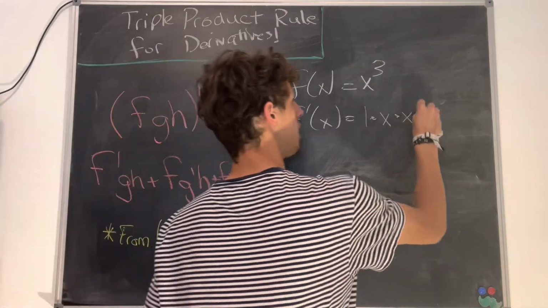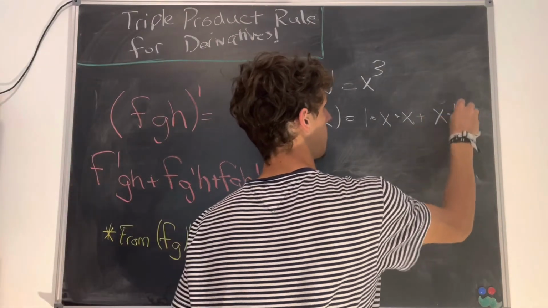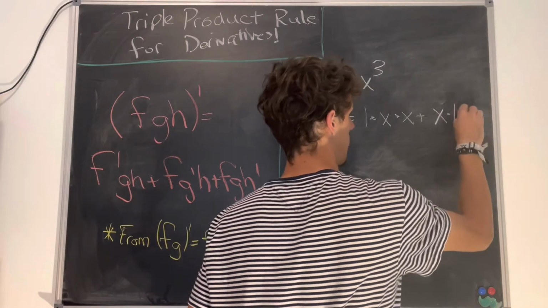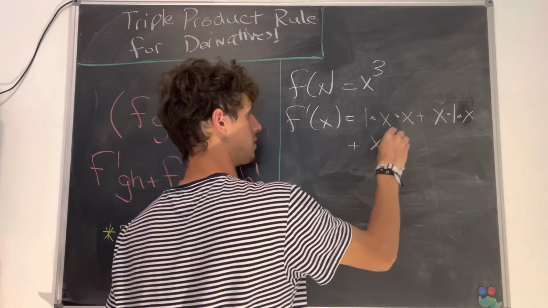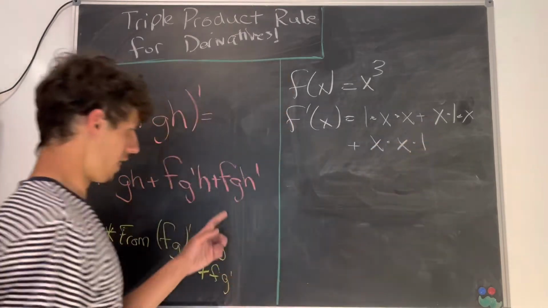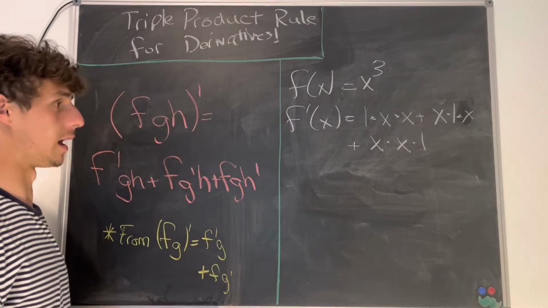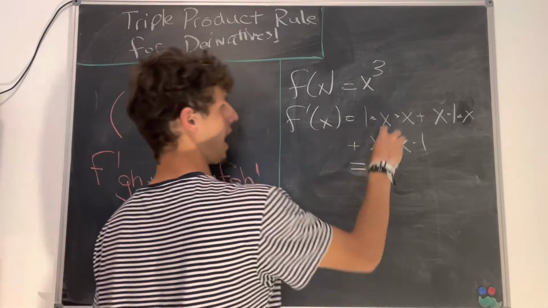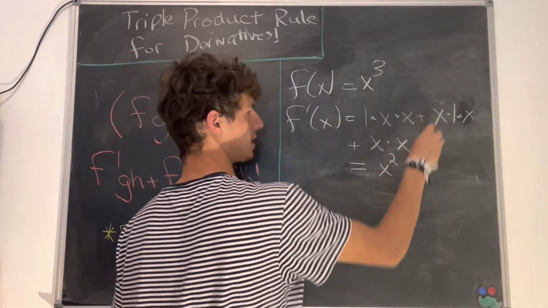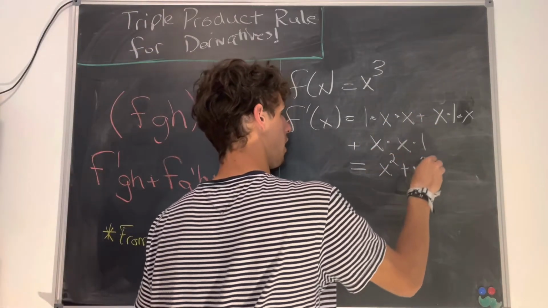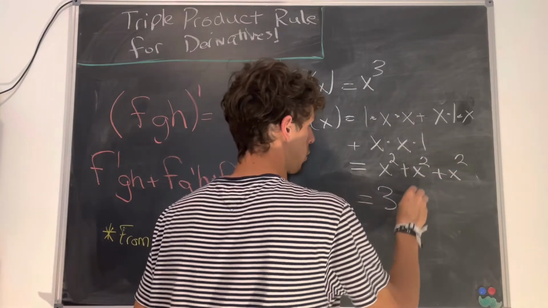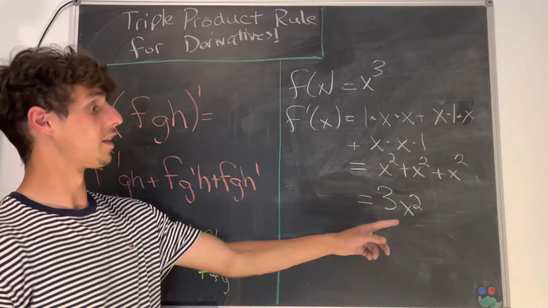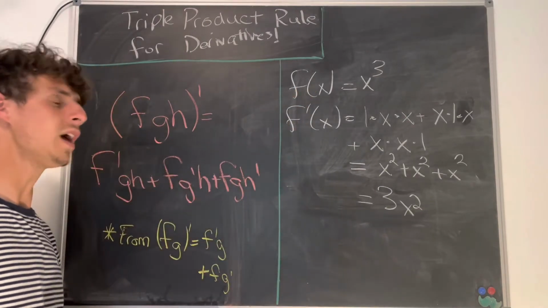plus f times g prime times h, that's just x times 1 times x, plus x times 1, that's f times g times h prime. But now we have x times x, that's x squared, plus x times x, that's x squared. Same thing for this third term, but that gives us 3x squared. And we know that this is true, that 3x squared is the derivative of x cubed by the power rule.